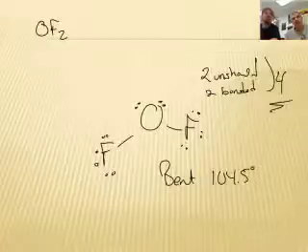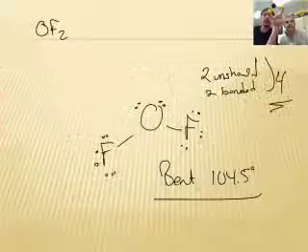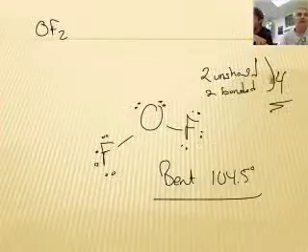Bent, 104.5 degrees. Now, again, to look at that, it's derived from the tetrahedral shape, the one I've been doing, but I just popped off the 2 atoms. So we have 2 bonded pairs here and 2 unbonded, unshared pairs here. Bent. Do I have that built? I don't. I can build one though.